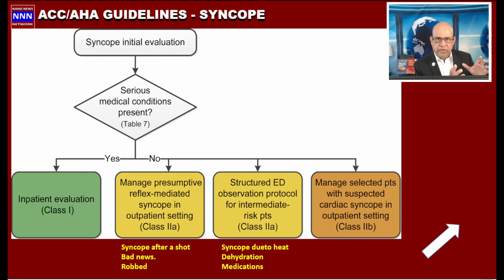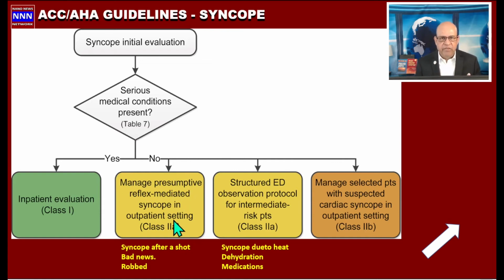Does this patient have a slow heart rate? Heart rate is 30 and the blood pressure is 80 over 60. Of course, we are dealing with a bradycardia with hypotension. We need to follow that bradycardia protocol. If the patient is having atrial fibrillation with a 200 heart rate, we have to follow the supraventricular tachycardia protocol. I'm just giving you examples. If that's not the situation, we manage presumptive reflex-mediated syncope in an outpatient setting.